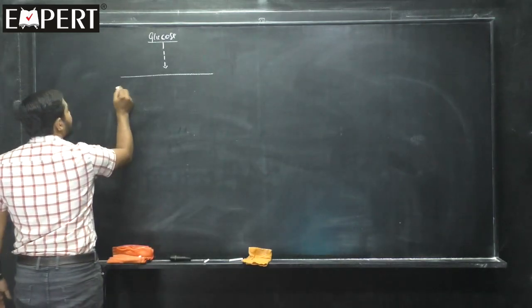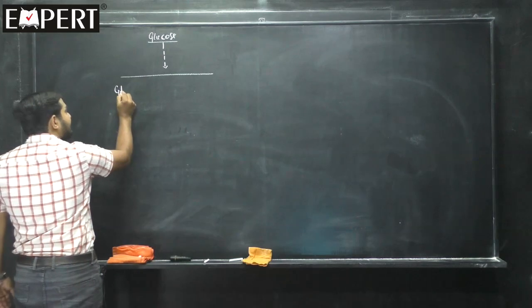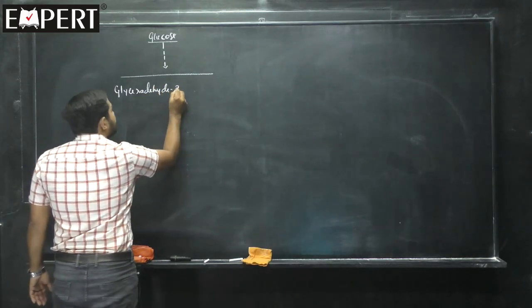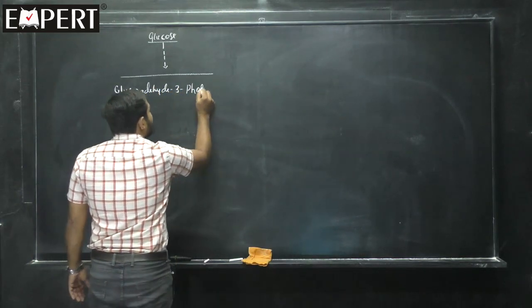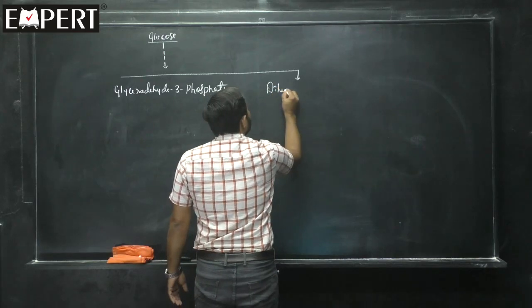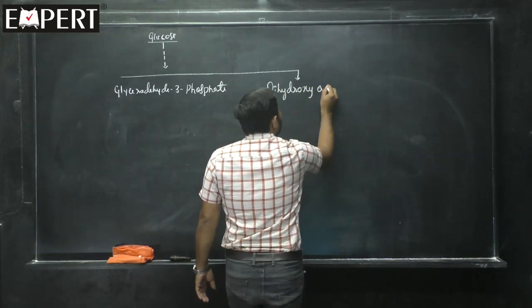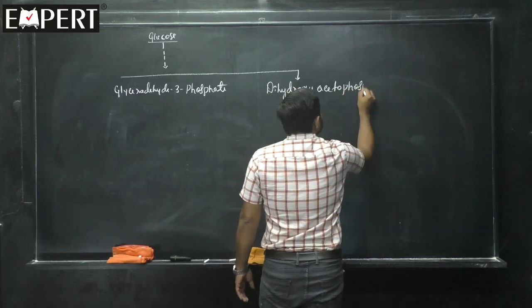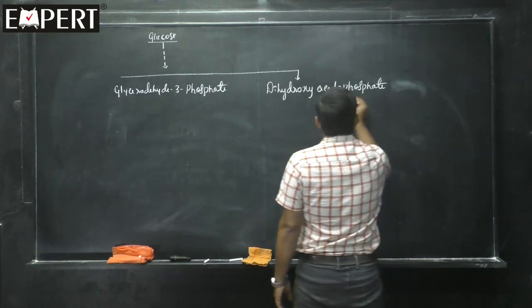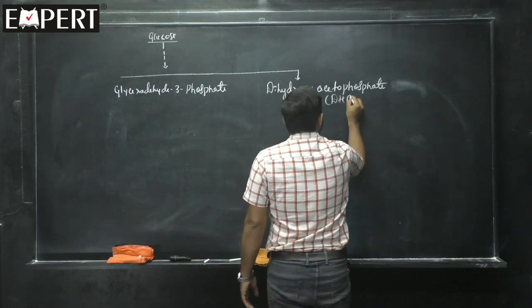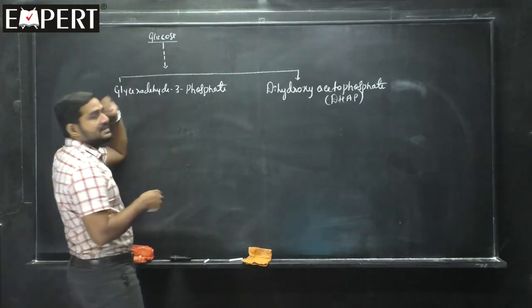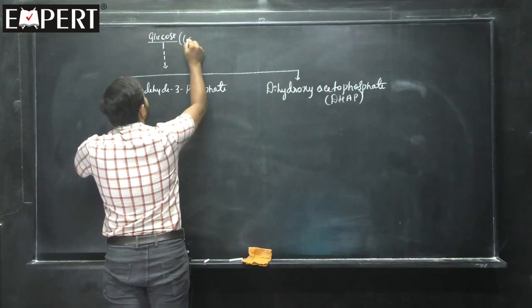One I will write as glyceraldehyde 3-phosphate, which is one molecule. The other molecule here is dihydroxyacetone phosphate, DHAP. It is glycolysis, right, where glucose is utilized. Glucose is the carbohydrate.